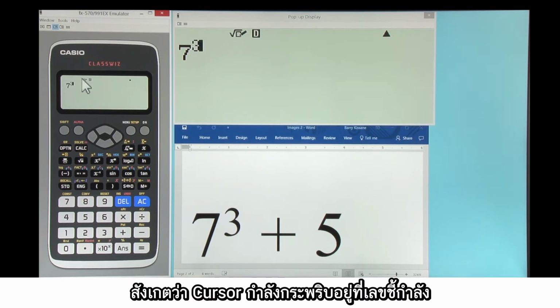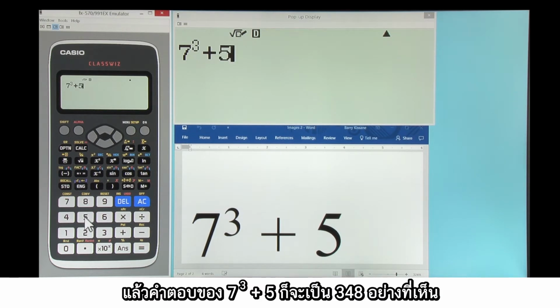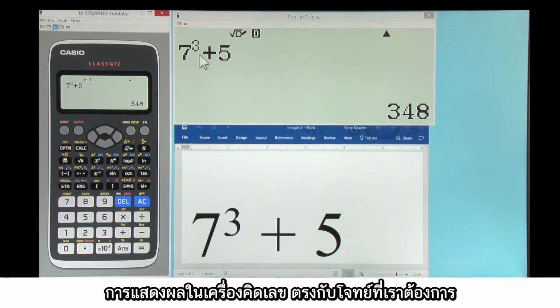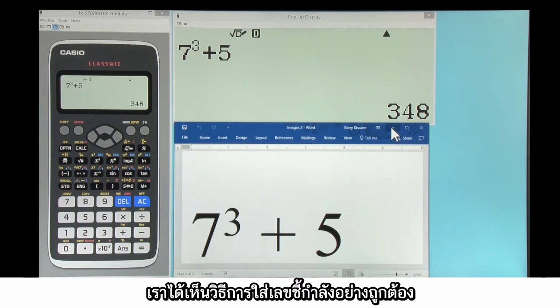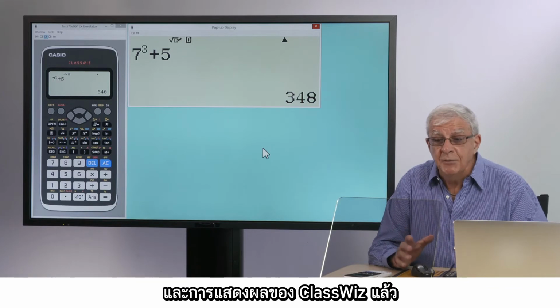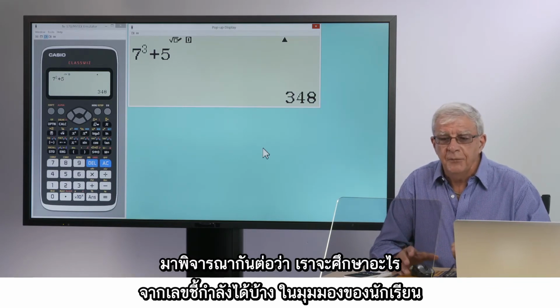So what you need to do is firstly start with 7 to the power 3. Notice where the cursor is, it's flashing up here in the index. Move to the right and then add the addition sign and then the 5, and 7 cubed add 5 is 348, as you can see. So the correct expression is shown. This expression up here matches the expression that we were trying to produce, which gives us, of course, the correct result. But now we've seen how to enter indices into ClassWiz and seen how ClassWiz represents them, let's consider what can be learned about indices by students using the calculator.